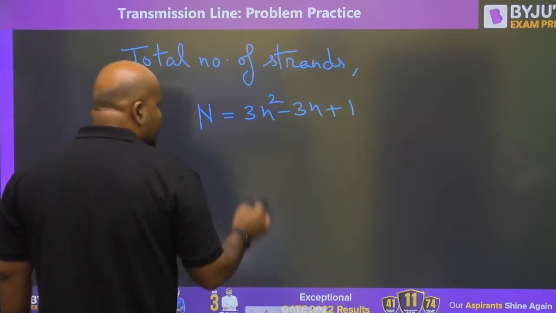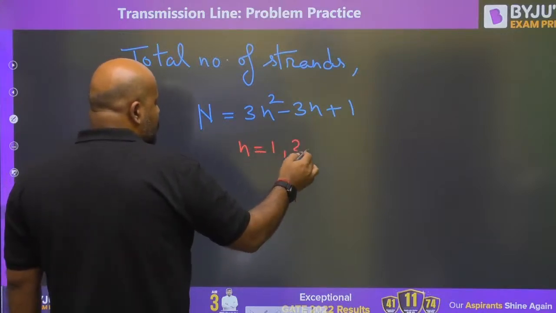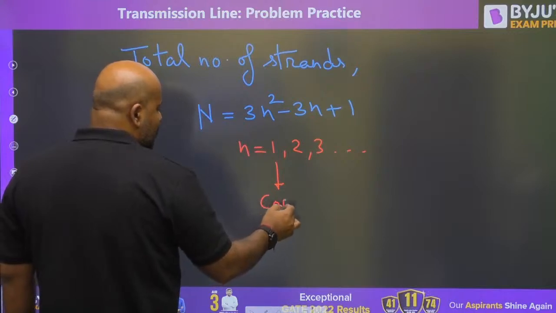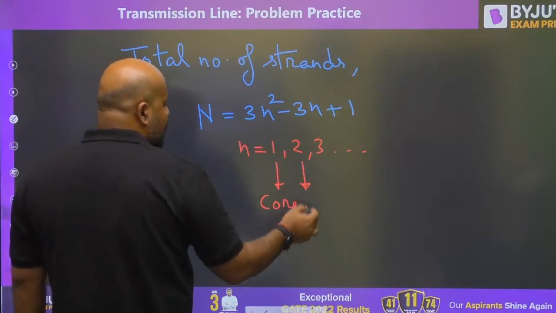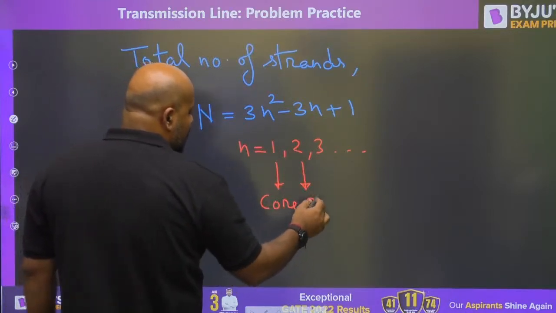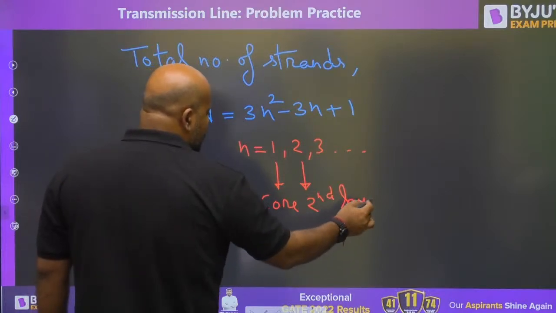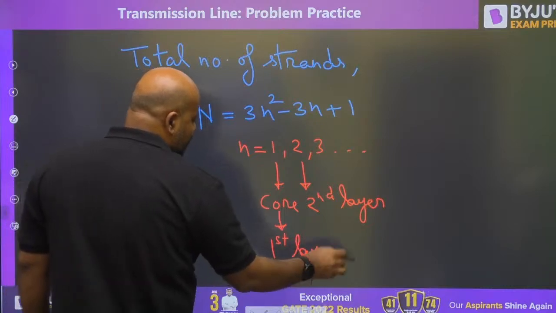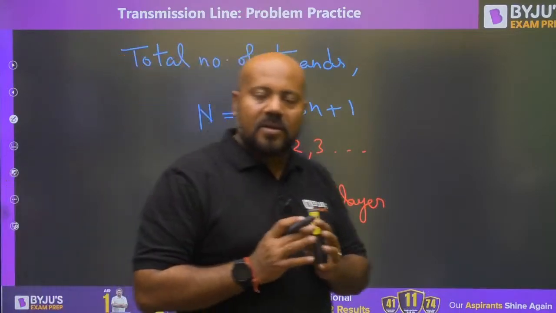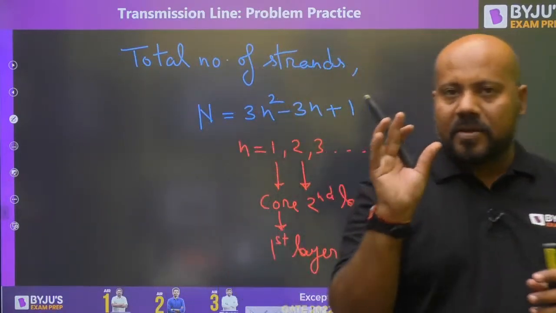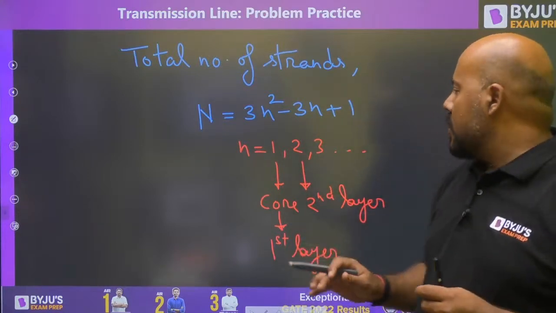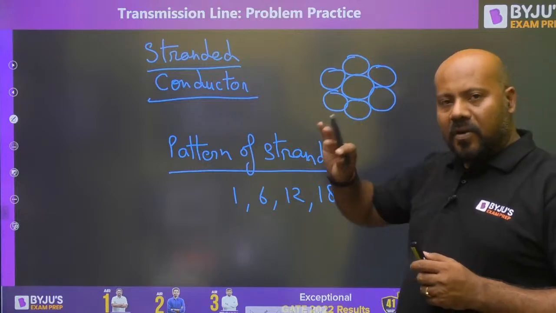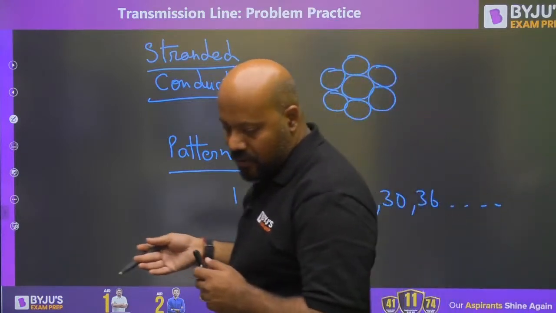But you have to understand that this n is going to be 1, 2, 3 or so on, where 1 represents the core, second stands for the second layer, and core we are assuming as the first layer. You have to understand this. The counting of layer, we are starting with the core. This is very, very important. In some of the books, they are starting the counting of the layer from the second one. So their formula will be little bit different. So don't get confused.